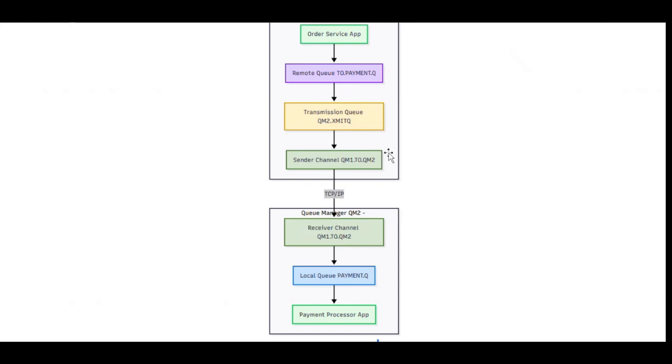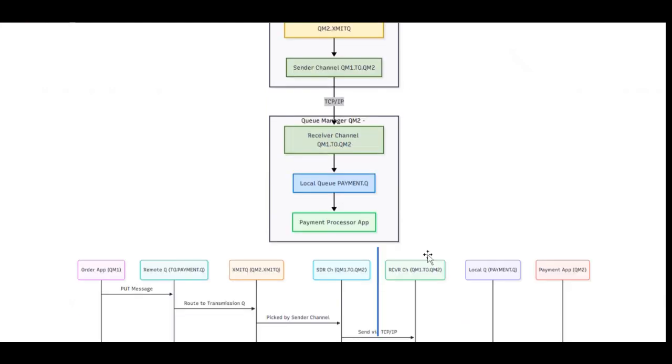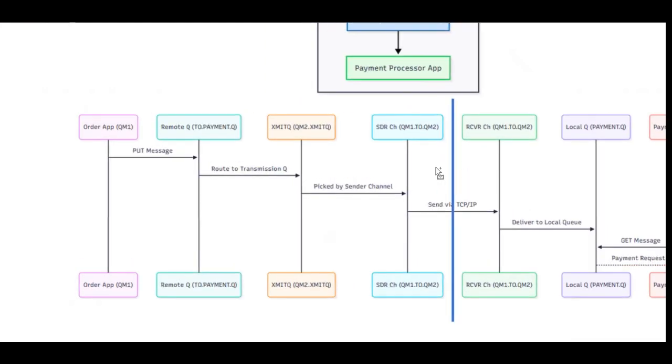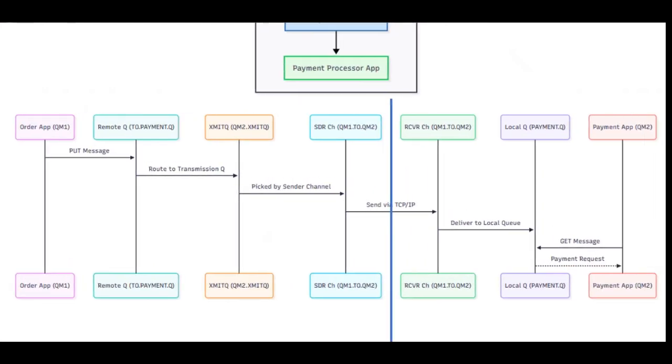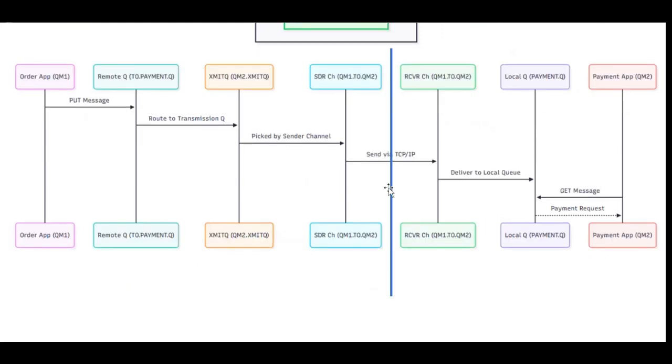So this is how the communication between two queue managers works. And the internal components are also based on the type of queue manager. So QM1 is the sender and QM2 is the receiver. To understand the workflow here in detail, we can see I have drawn a blue line here. On the left side, this is a sender or producer application. On the right side, this is a remote queue manager or consumer application.